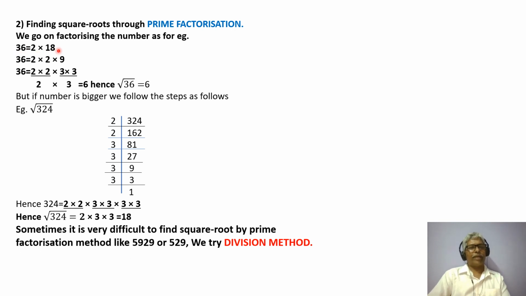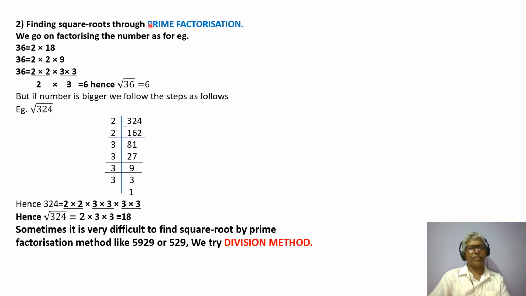36 can be factorized as 2 into 18. Then you carry this 2. 18 can be factorized as 2 into 9. Now you carry this 2 and this 2. 9 can be factorized as 3 into 3. Now these are the numbers which you cannot factorize again.